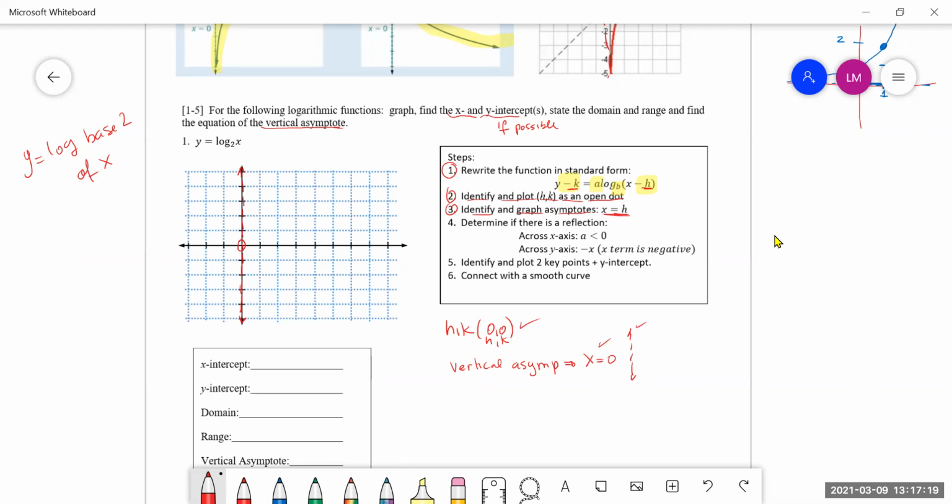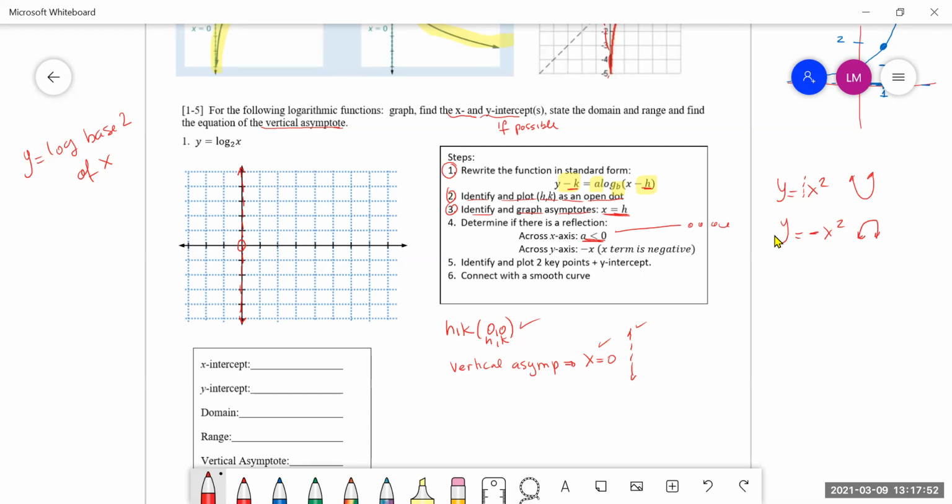Determine if there is a reflection, just like when we had parabolas. Let me go ahead and take this thought. Just like we had parabolas, if our y equals x squared, if that stretch was positive, we opened up. If that stretch was negative, we opened down. Same thing here. If our a value is negative, right? If our a value is negative, we're going to cross the x-axis, just like a parabola.